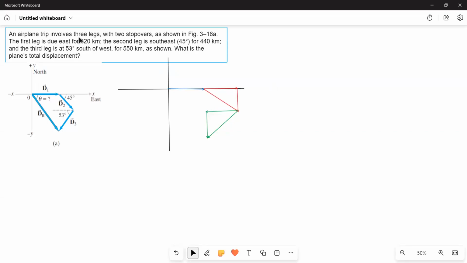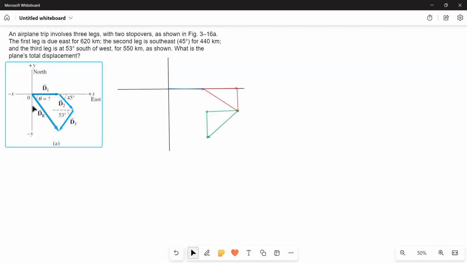An aeroplane trip involves 3 legs with 2 stopovers as shown in the figure. The first leg is due east for 620 kilometers. The second leg is southeast for 440 kilometers. And the third leg is at 53 degrees south of west for 550 kilometers as shown. What is the plane's total displacement?